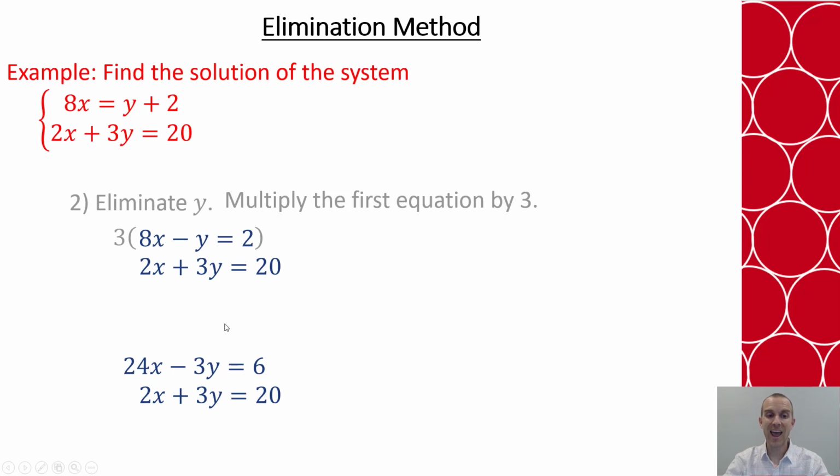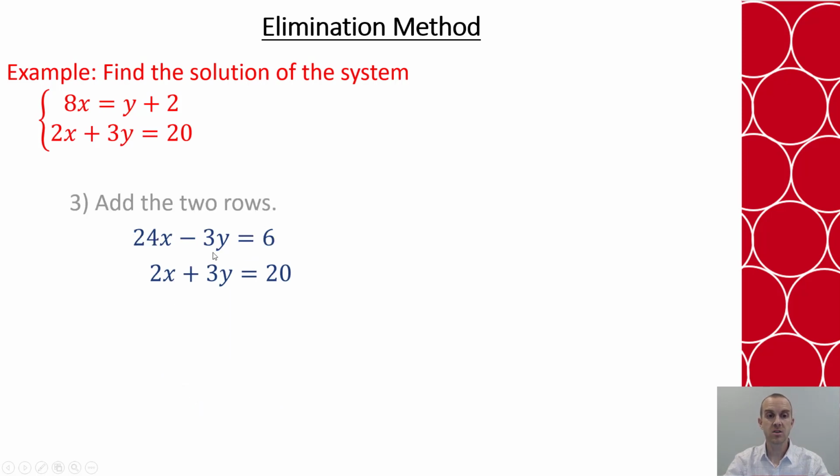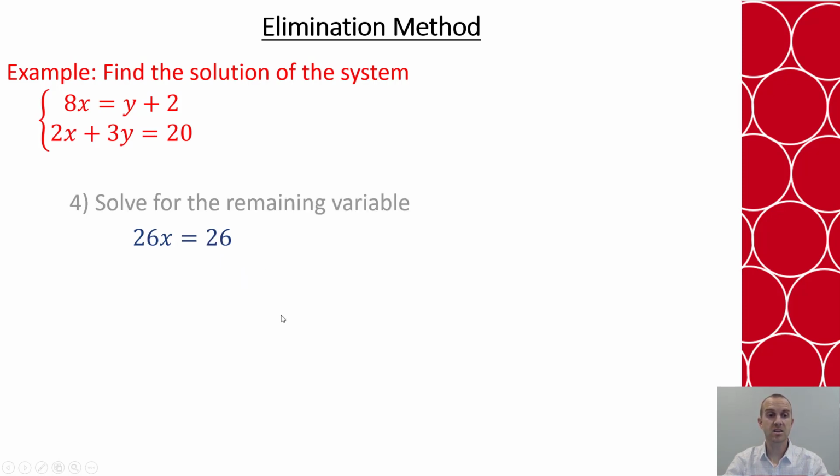Now I can add these two equations together, and you can see negative 3y plus 3y will simplify to 0. So let's do that. I'm going to add the two rows. 24 plus 2 is 26. Negative 3 plus 3 is 0. 6 plus 20 is 26. Now I solve for x by dividing both sides by 26, and I get x equals 1.